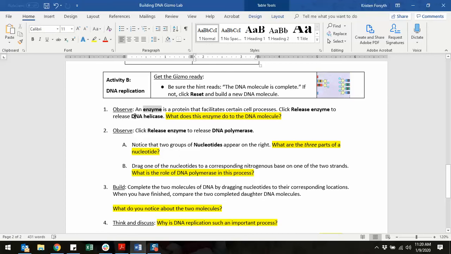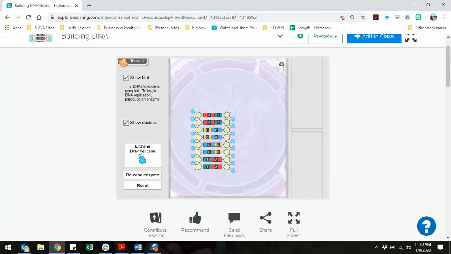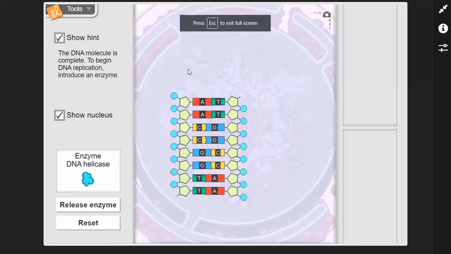The first one's asking about an enzyme called DNA helicase. Over here, this is our enzyme called DNA helicase. I just realized I could have made this full screen the whole time. As you're working through your lab, the first step said to release this enzyme and watch what happens. That's your answer to activity B number 1. So I'm going to release it and let's see what happens.